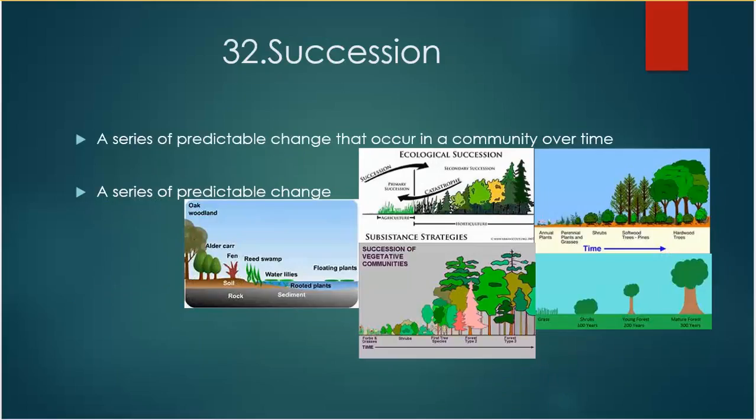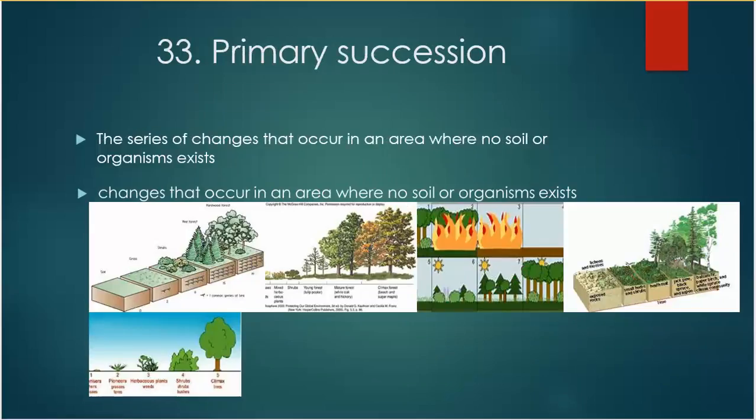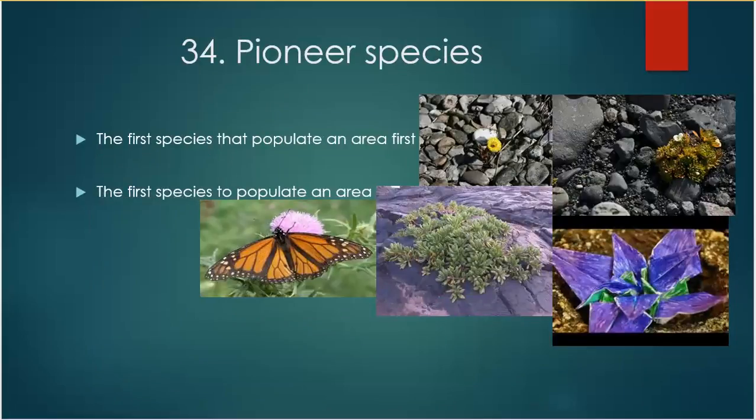Succession, a series of predictable changes that occurs in a community over time. A series of predictable changes. Primary succession, the series of changes that occurs in an area where no soil or organisms exist. Changes that occur in an area where no soil or organisms exist. Pioneer species, the first species to populate an area. The first species to populate an area.